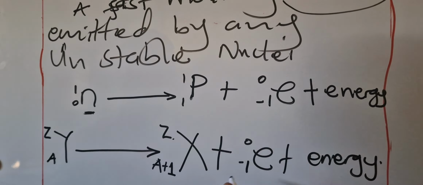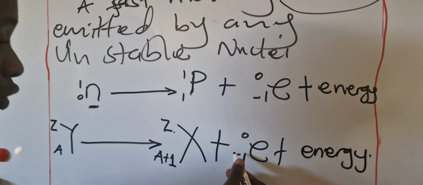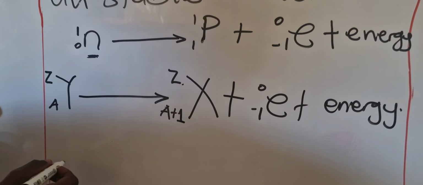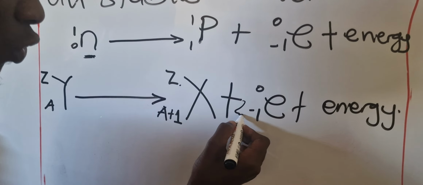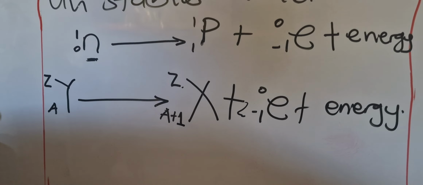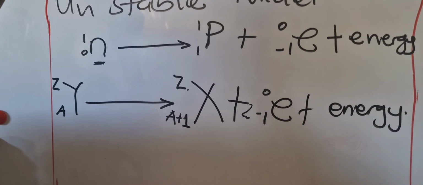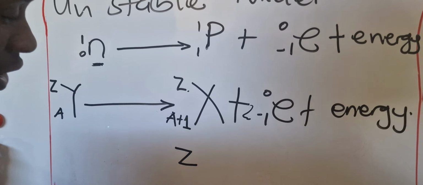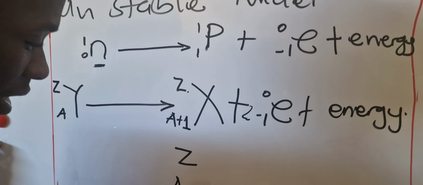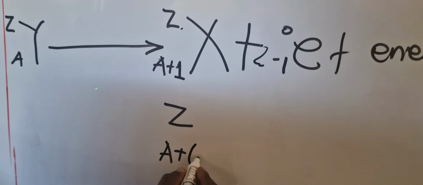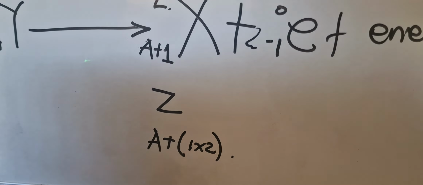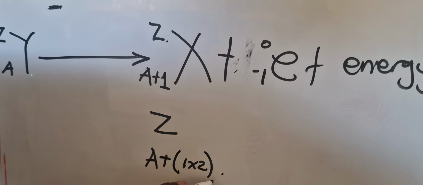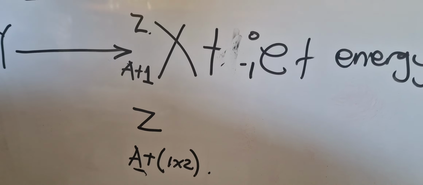We can take an example. So the number of electrons will also determine the extent to which this atomic number is affected. If an element emits two electrons during the radioactivity or decay, it means the mass number will not be affected, but the atomic number will be increased by 1 times 2. So the number of electrons emitted will greatly determine the extent to which the atomic number is increased.